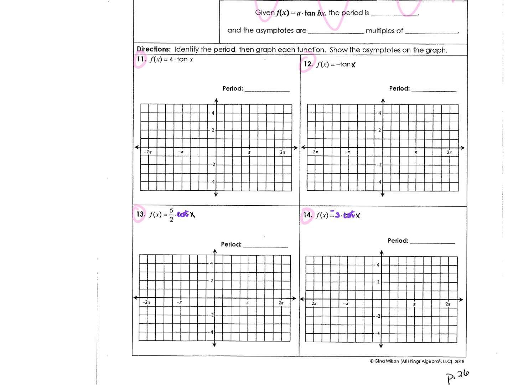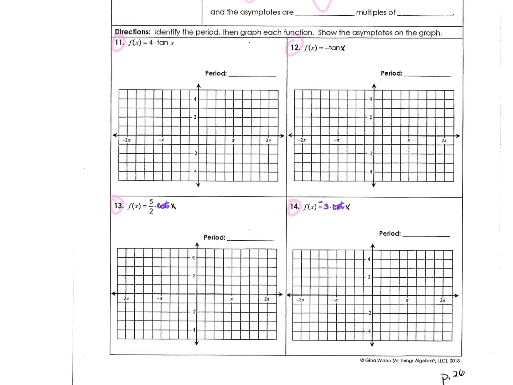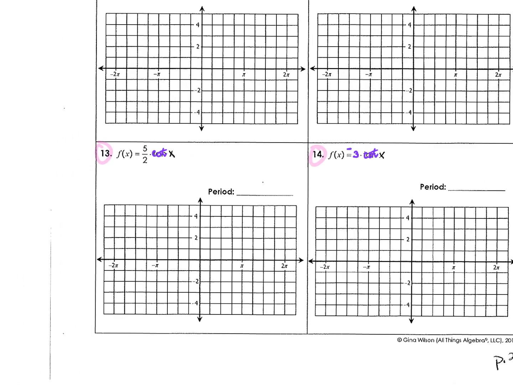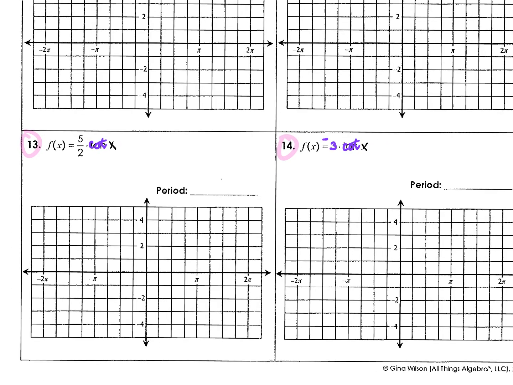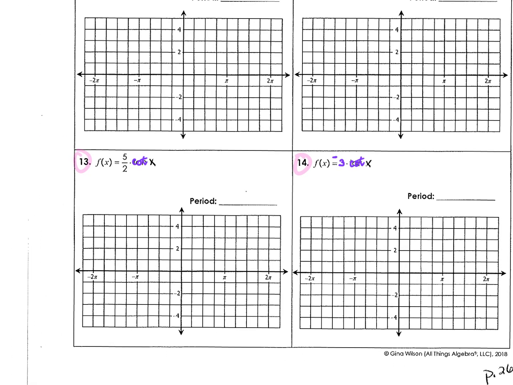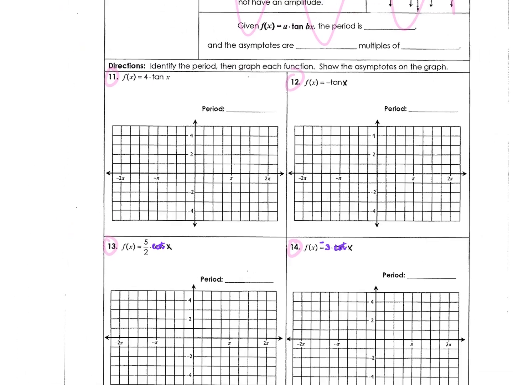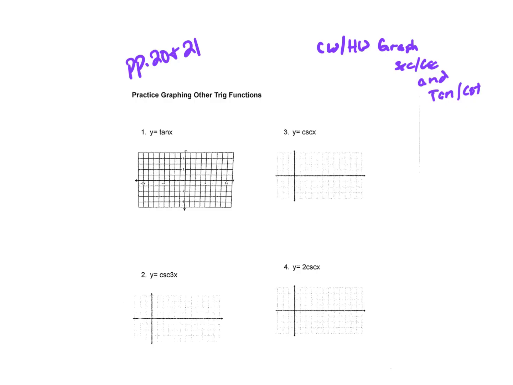So notice on 11, 12, 13, and 14, you're doing 11 and 12 as they are, 13 and 14, change those. Look at 13, it says 5/2 cotangent x. And for 14, it says -3 cotangent x. So please make sure you make those changes on that worksheet. Okay? So you're doing this worksheet, and in the packet, it's pages 20 and 21.